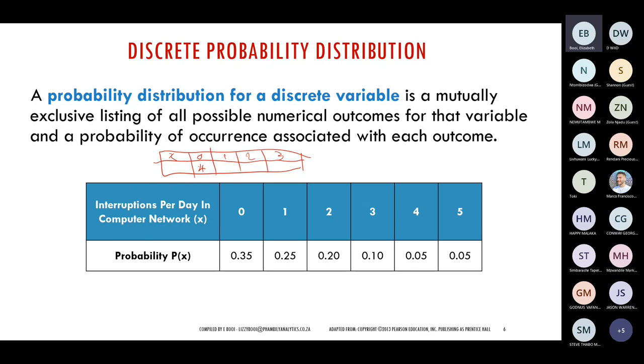So four of the families that we interviewed do not have children in primary school. Two of them have one child in primary school. Ten of them have two children in primary school. Thirteen of them have three children in primary school. So I can call this my frequency or my count, and I can calculate my relative frequencies, right?